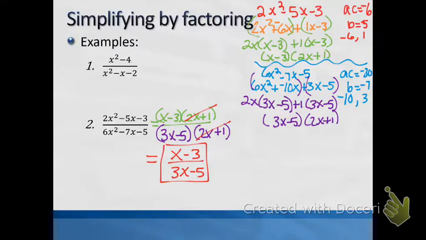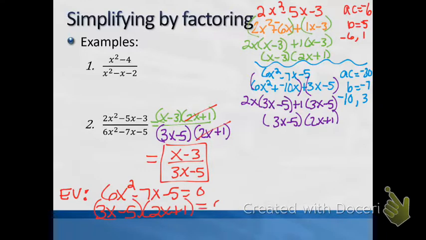Don't forget, when you go to find the excluded values, you're going back to the original problem, setting that denominator equal to 0 and solving. Now we already factored this earlier. So our factors are 3x minus 5 and 2x plus 1, and we'll use the zero product property, setting both of those equal to 0.